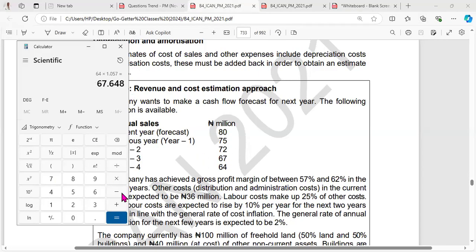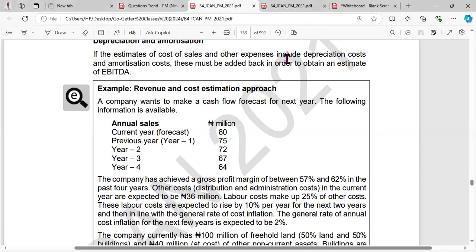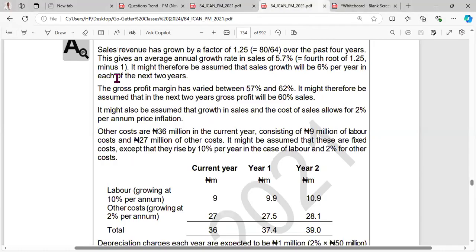Now, you want to check the growth again. You multiply by 1.057. You're getting 71 point, that is almost 72. Multiplied by 1.057, you're getting 75. Multiplied by 1.057, you're getting 80. So that is what we mean that the sales has increased 6% in each of the 4 years. So now, let me stop so far.